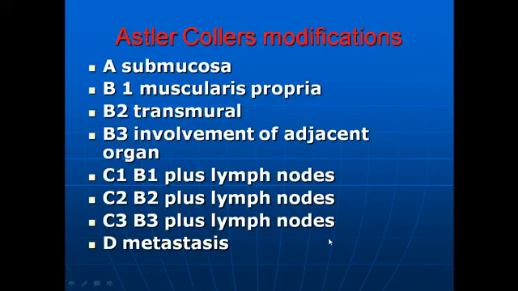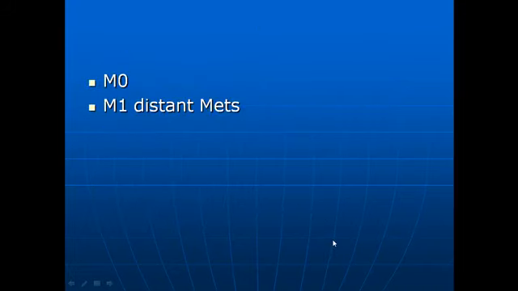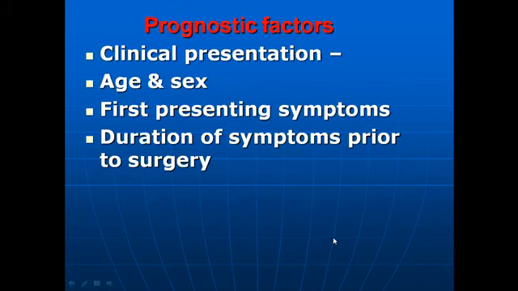There is another staging system, the Astler-Coller modification. You need not know the details of this, but you should know the TNM classification. There is T1, T2, T3, T4, N0, N1, N2. It's very simple. T1 means submucosa, T2 means muscularis propria, T3 means subserosa, and T4 means adjacent organ. N0 means no nodal involvement, N1 means 1 to 3 lymph nodes, N2 means 4 or more lymph nodes, and N3 means involvement of the central lymph nodes. It's very simple regarding the metastasis. M0 is no metastasis and M1 is distant metastasis.